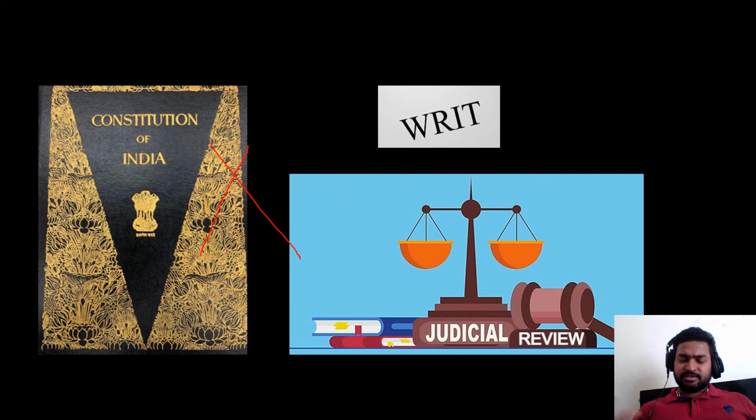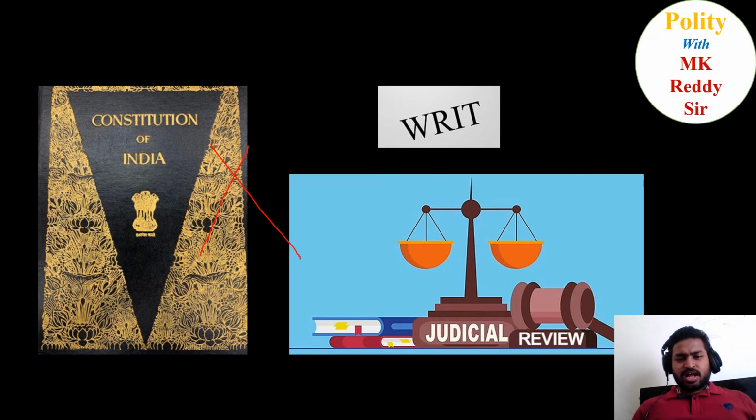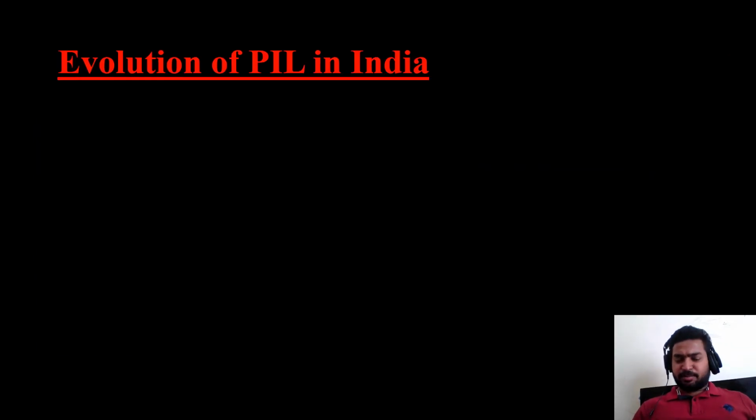And not just the writ jurisdiction of the Supreme Court and the High Courts, there is one more provision which provides a path for PIL in India, that is called judicial review. If you do not know what judicial review is, I made a video on judicial review, available on this channel. Judicial review is simply review by the Supreme Court and High Courts to legitimize the actions of the legislature and executive and to safeguard the constitution. And most importantly, now we will try to understand how this PIL evolved.